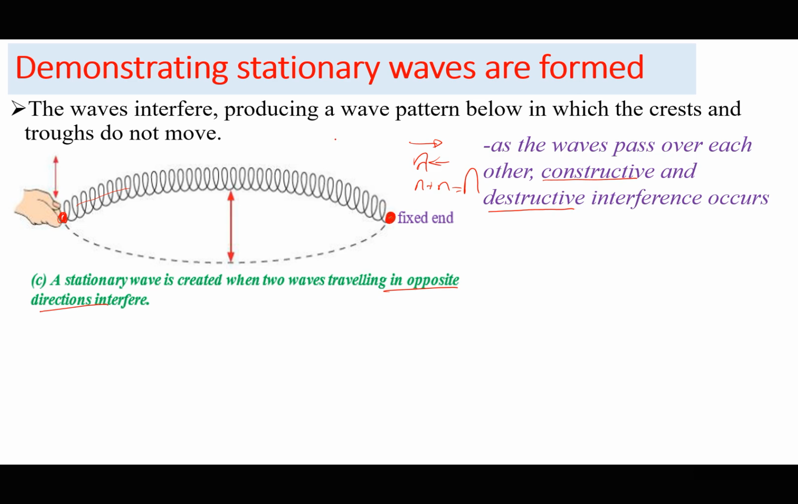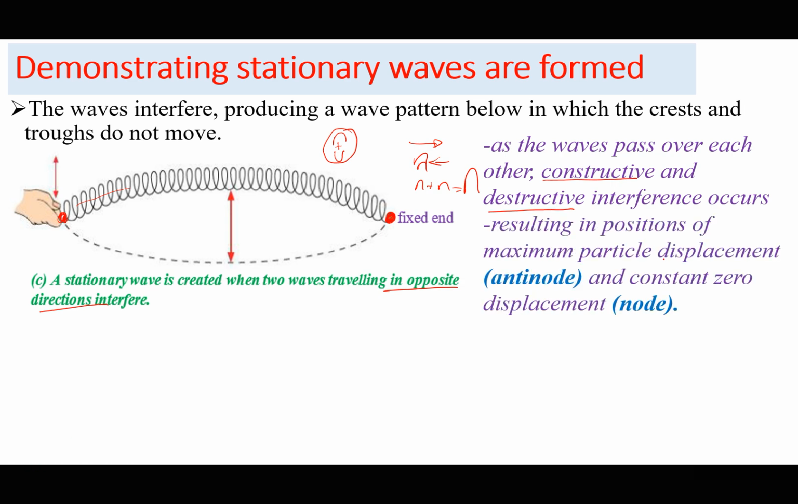Destructive interference is going to happen when a crest meets with a trough. When a crest adds to a trough, we have what we call destruction. There is cancellation since they have the same amplitude. This results in positions of maximum particle displacement, which we are going to call the antinodes, and then we have zero displacement, which we are going to call the nodes. So at the antinodes, particles are vibrating with the maximum amplitude, and at the nodes, particles are vibrating with zero amplitude.